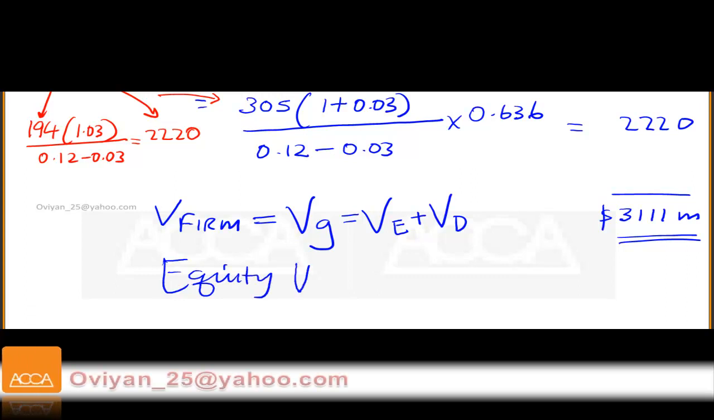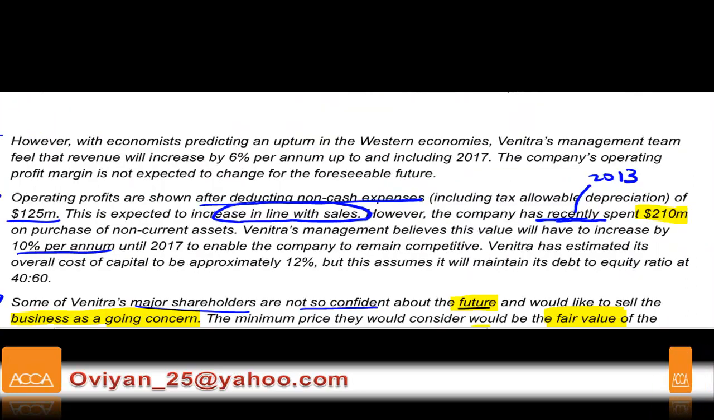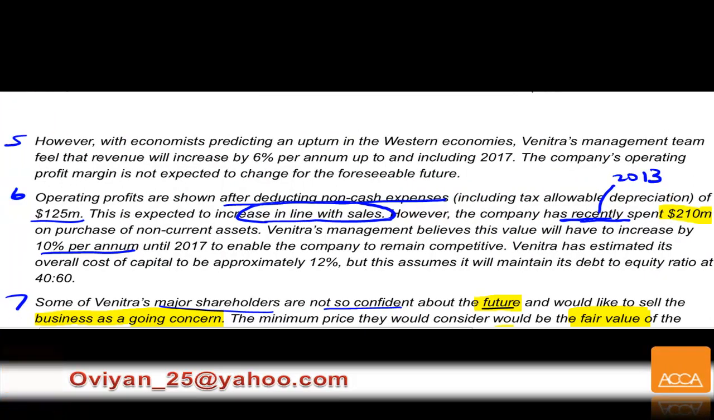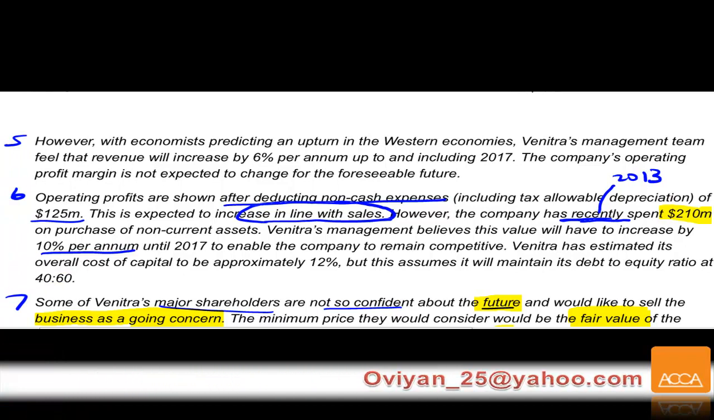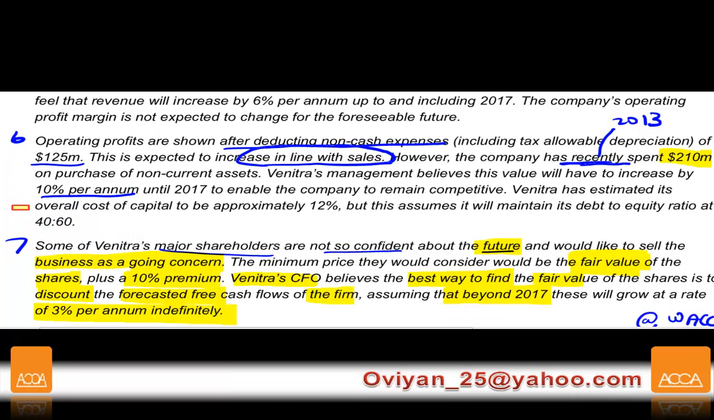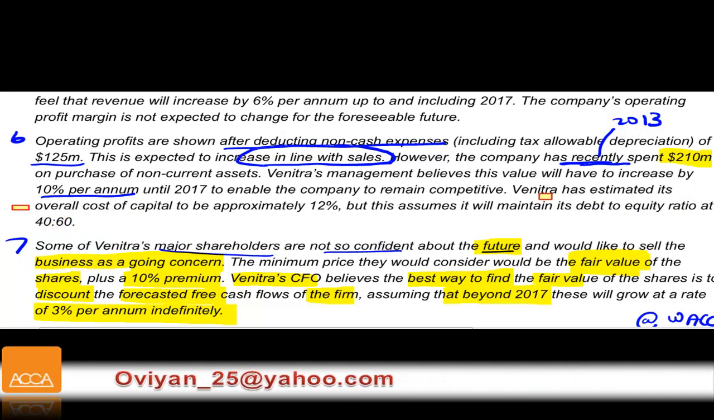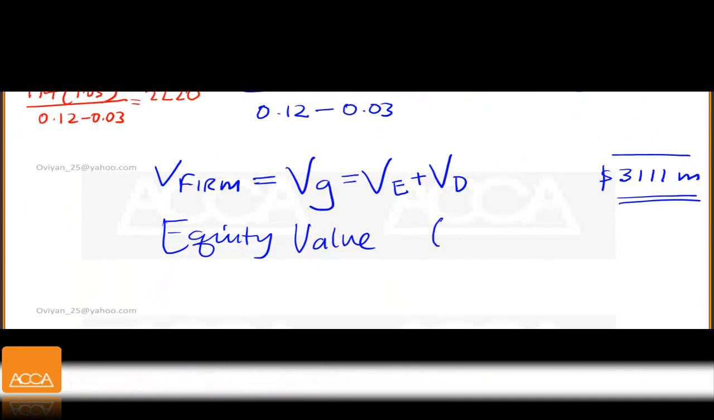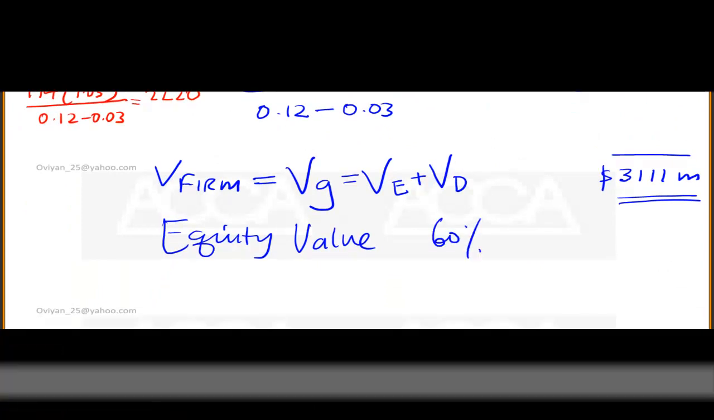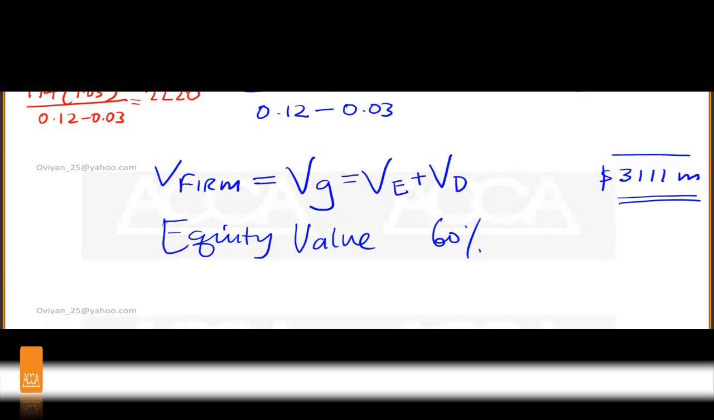Equity value. We are told in this paragraph, paragraph number 6, look at this point here. This is going to be at 40% debt, 40% debt to equity. So it's going to be 40% debt, and equity is 60%. So this is going to be 60% of that 3,111. Multiplied by 60% is going to give you an answer of 1,866. I'm going to round it up.